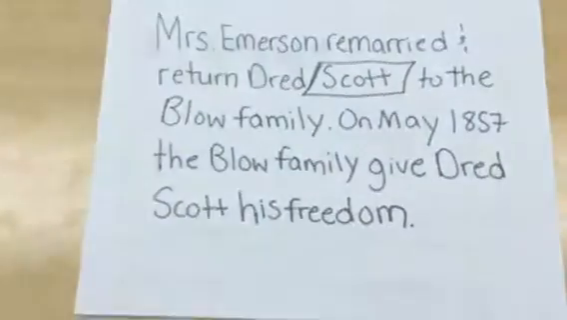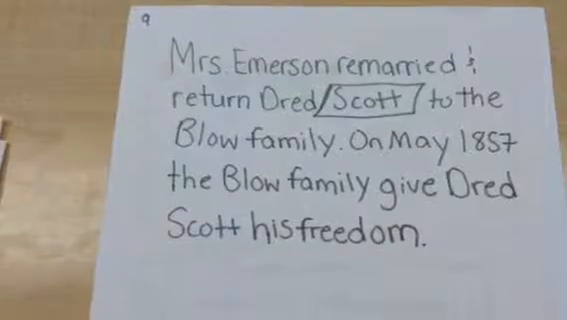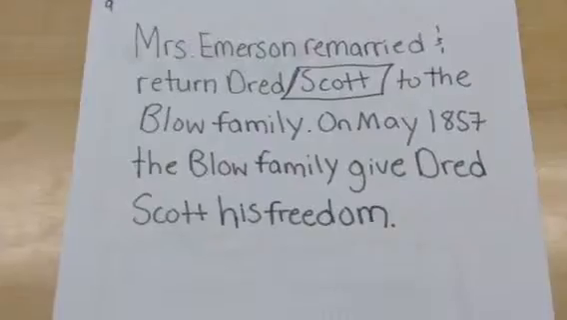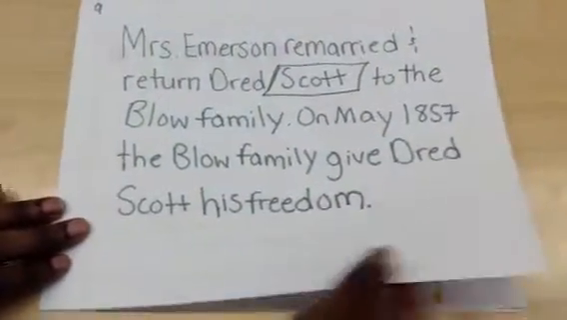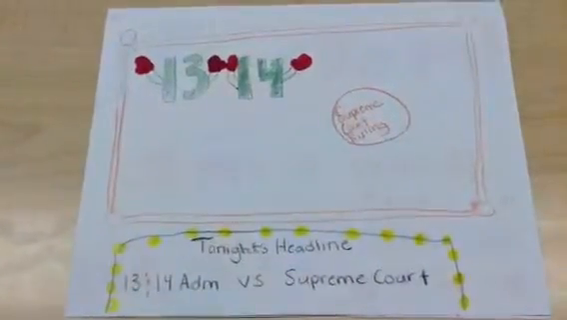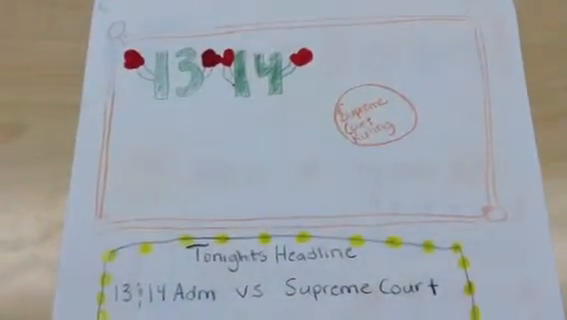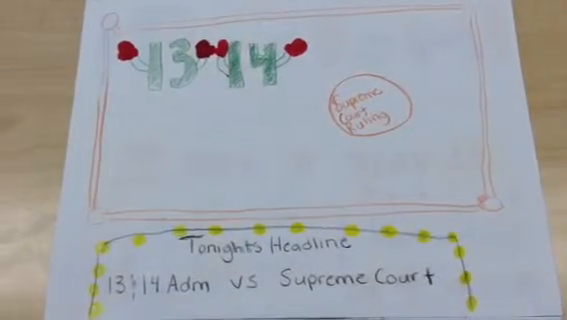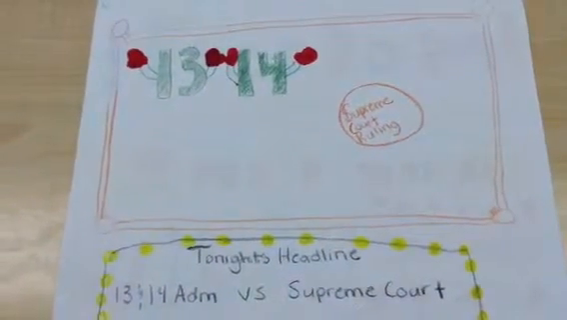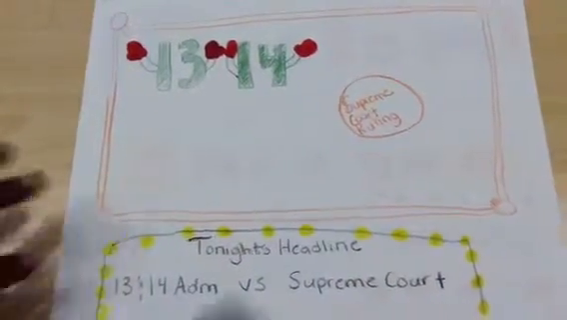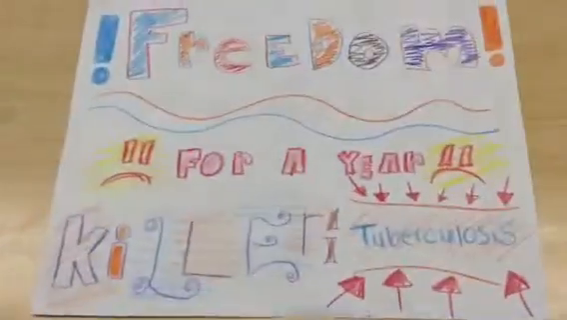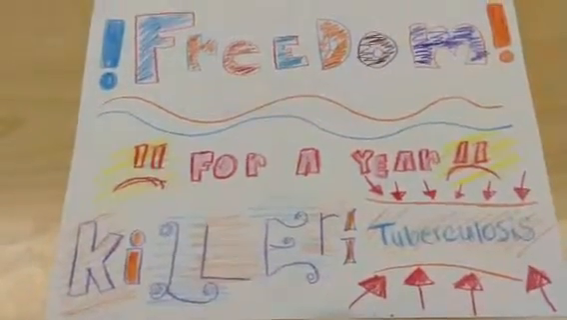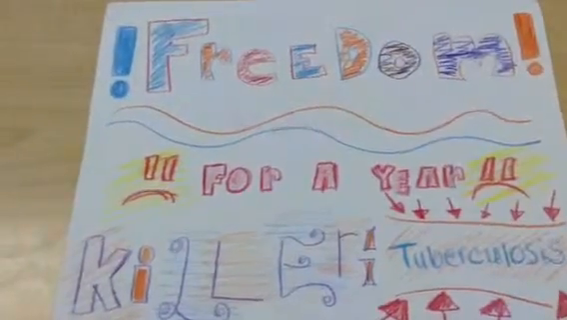Mr. Emerson returned Dred Scott to the Blow family. In May 1857, the Blow family gave Dred Scott his freedom. Later, the Supreme Court ruled that the 13th Amendment and the 14th Amendment would help Dred Scott in his appeal. Freedom for a year until he was murdered by tuberculosis.